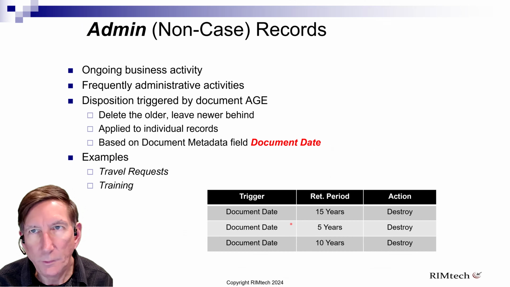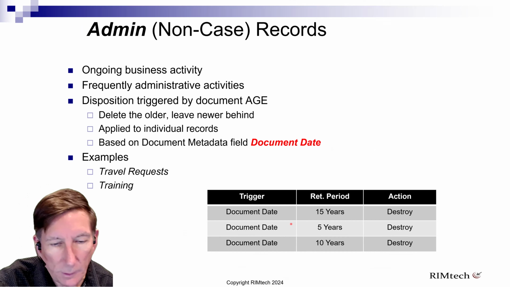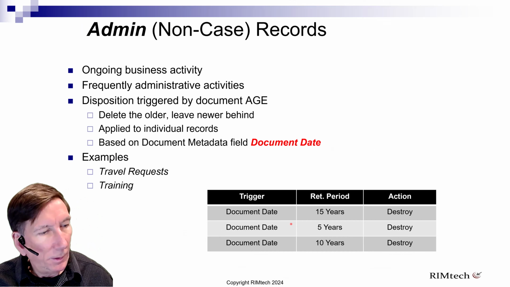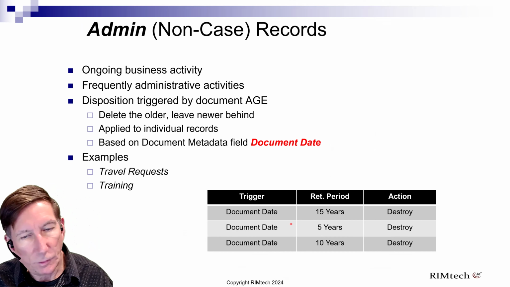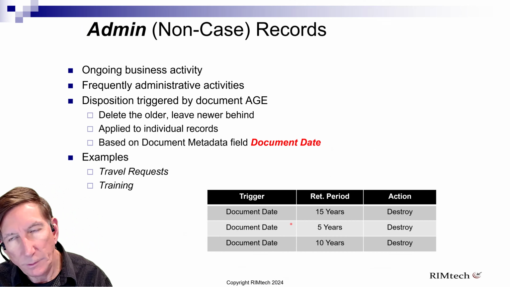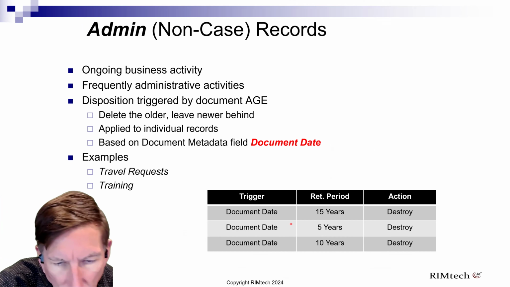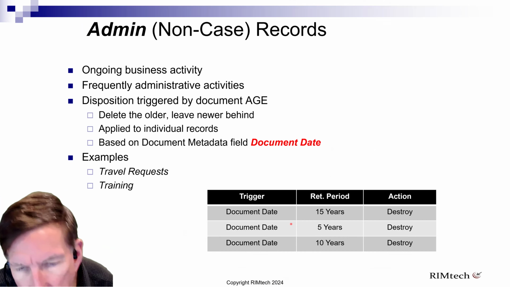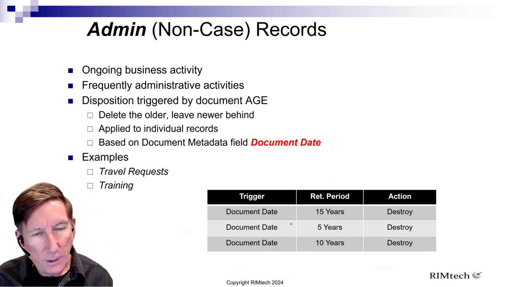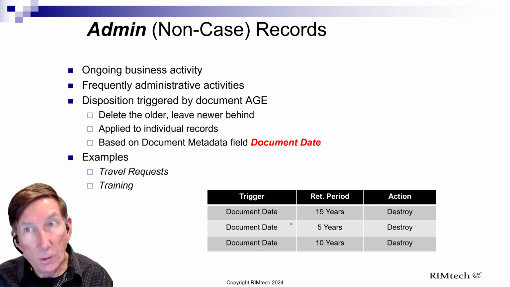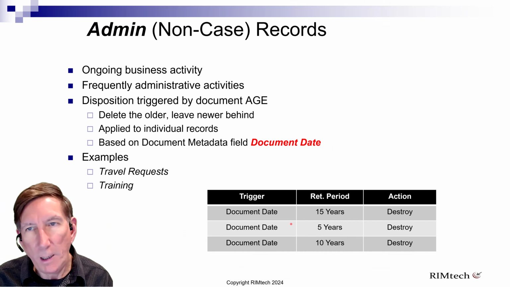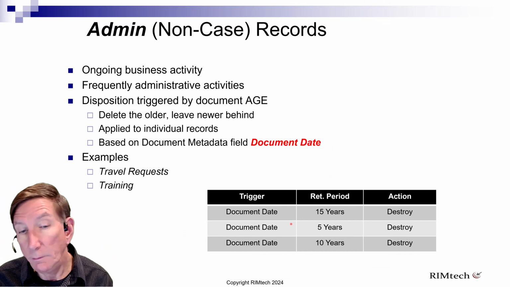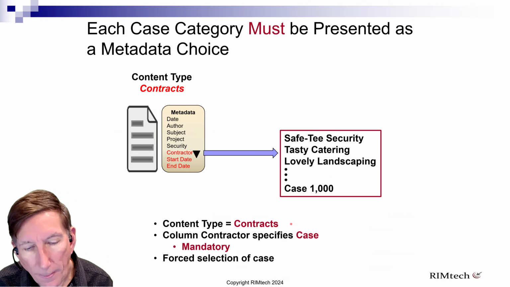At least now you know the difference between admin and case records. So remember, in our example, for 1,000 users, we have 12,000 records flowing into SharePoint every single day. 12,000 times 60% is 7,200. So every day, 7,200 records are going to be case records. They have to go somewhere. And the balance will be admin records. They have to go somewhere in SharePoint as well.